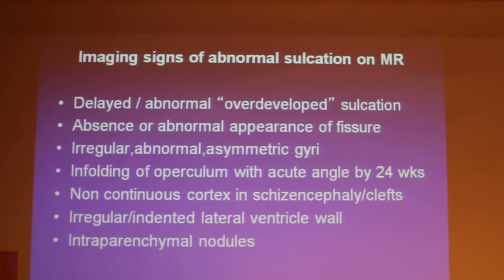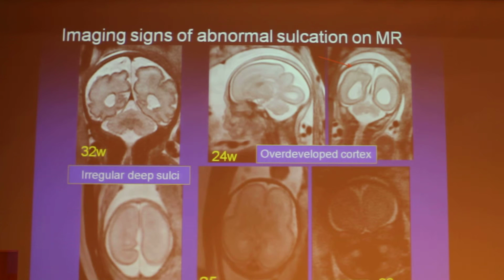It's also very important to look in the sagittal images at the lateral ventricle. It can have all these bumps and subependymal nodules, and of course the intraparenchymal nodules. So we're just going to touch down on a couple of malformations, and these are some imaging abnormalities of sulcation.